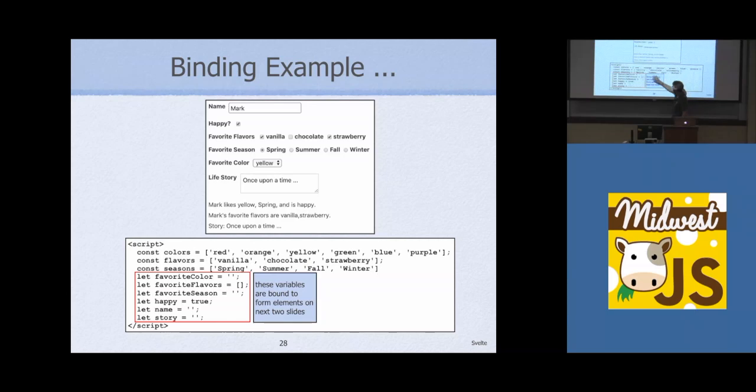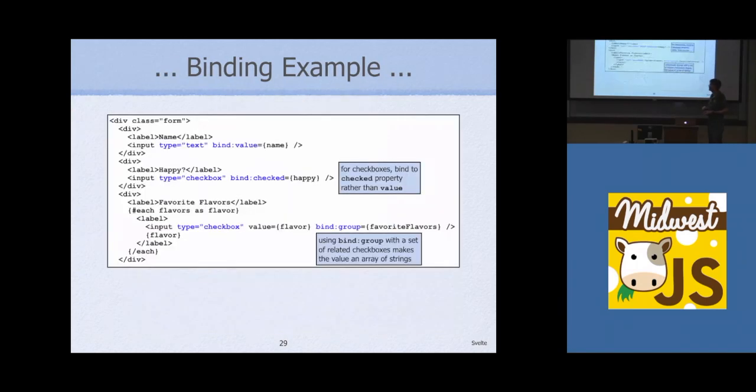So I start with my script here, and I've got all my data: the colors I want to support, the flavors, the seasons, and then my favorites all start out being empty. I'll start out being happy. I don't have a name yet or a story. And so we want to look at some form elements that will bind to these so that they can update them when the user does something.